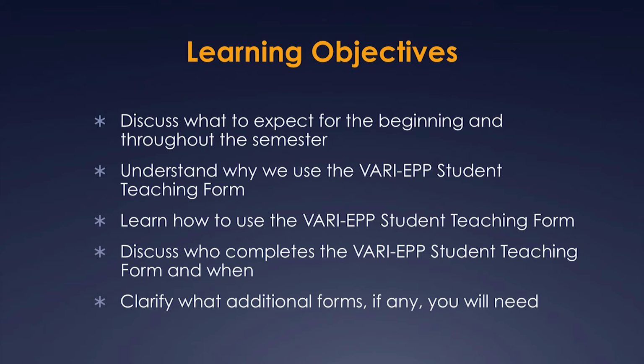In this module, you will learn about why and how to use the Valid and Reliable Instruments for Educator Preparation Programs form, known as the Vari-EPP Student Teaching Form. This assessment is used to monitor student teachers' progress throughout the semester and formally evaluate student teachers in a three-way conference between the student teacher, university supervisor, and cooperating teacher at the middle and end of each semester.